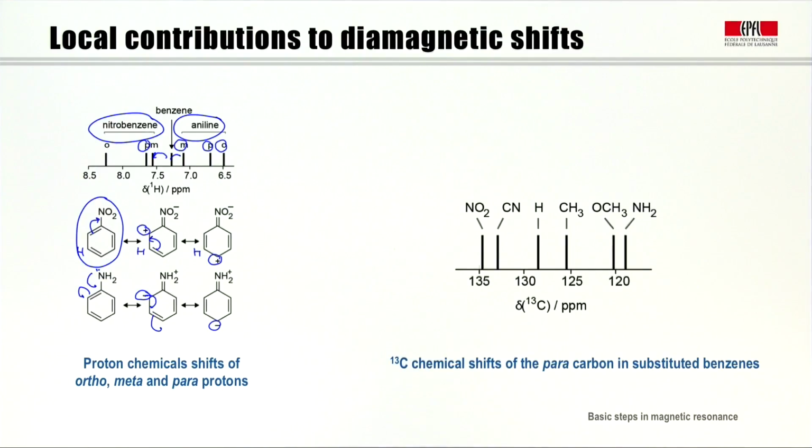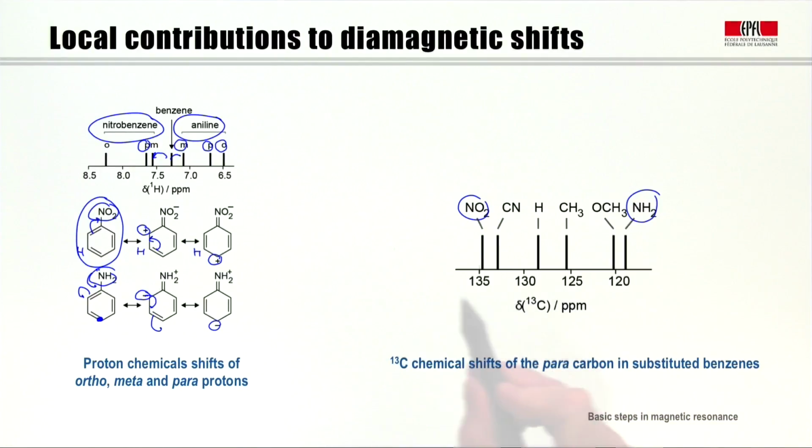Here we have an example of carbon-13 chemical shifts of para carbons in substituted benzenes. So with reference to these molecules, we're talking now about the carbon, not the proton, the carbon that is in para position with respect to the substituent. And now we vary the substituent. So we can put this NH2 here, the amine, or we can put the NO2 like here, the nitro group. But there are all sorts of things in between.